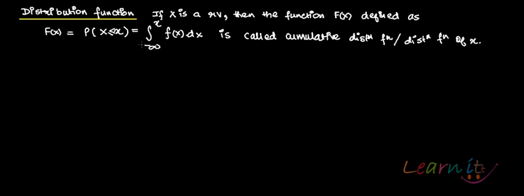So how do you calculate this? You integrate from the lower end of the interval to that particular point for which you have to calculate the probability, that is, you integrate from minus infinity to that point x, f(x) dx. It satisfies the following properties.